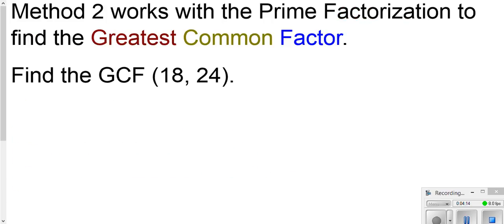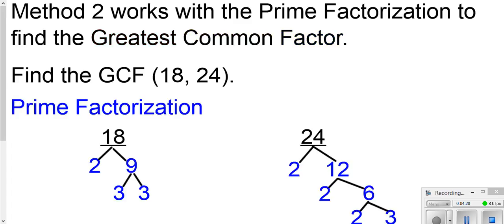Now we'll go ahead and take a look at a second method. And the second method works off the prime factorization. So we'll go ahead and find our greatest common factor of 18 and 24, again, but in a different method. So we'll start off with the prime factorization. 2 goes into 18 9 times. 9's not prime, so 3 goes into 9 3 times.